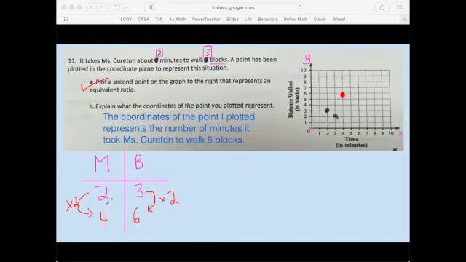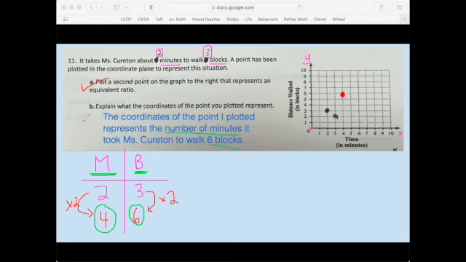I know what 4 represents. It represents the quantity minutes. And I know what 6 represents. It represents the quantity blocks. So that's how I ended up writing, represents the number of minutes it took her to walk 6 blocks.